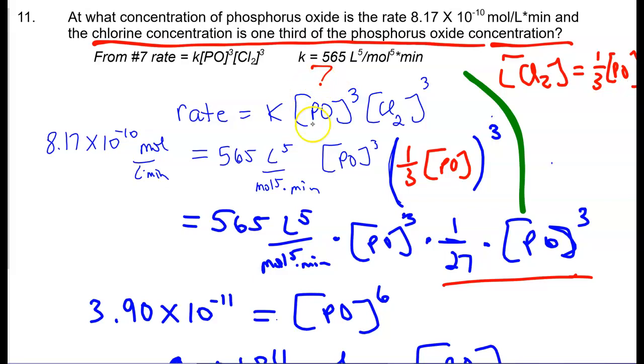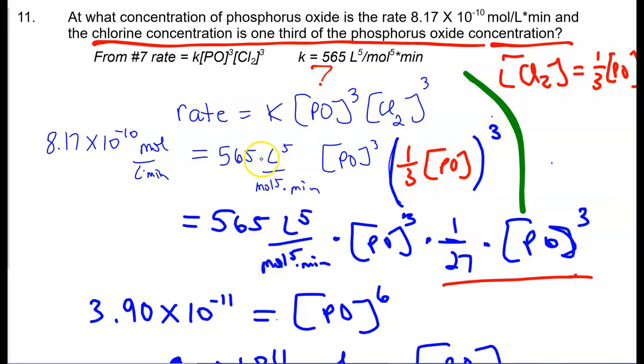Now, I know I'm solving for PO, so I plug in my rate, I plug in my K, I will have PO cubed, but where I see Cl2 cubed, I want to substitute in. Otherwise, currently, if you look at this right here, we would have had 3 unknowns. We would have had rate, we would have had K, we would not have known PO, and we would not have known Cl2 had it not been for the fact that we can substitute. So wherever we see Cl2, we're going to plug in 1/3 PO. So here's where I see Cl2. So down here, I'm going to plug in 1/3 PO. And I know that I saw that Cl2 had to be cubed, so 1/3 PO has to be cubed.